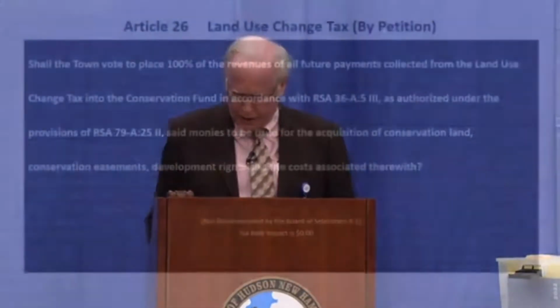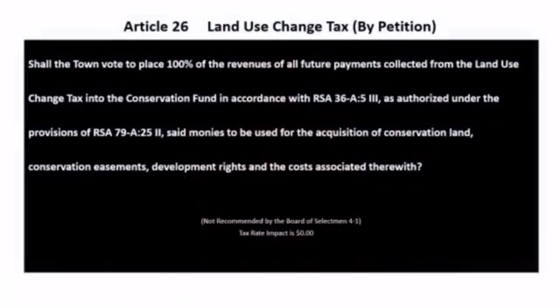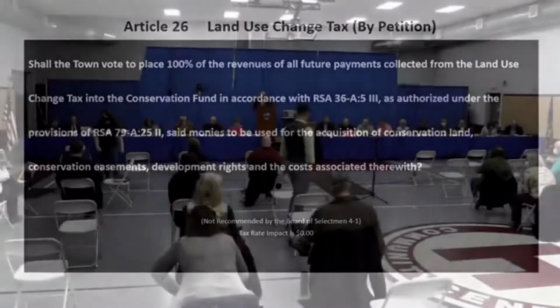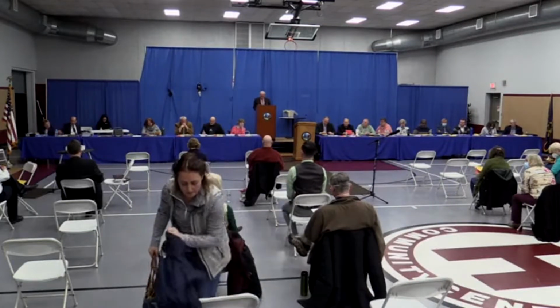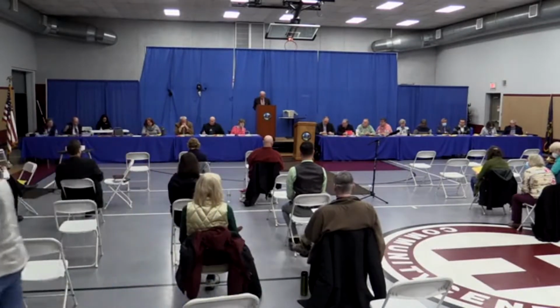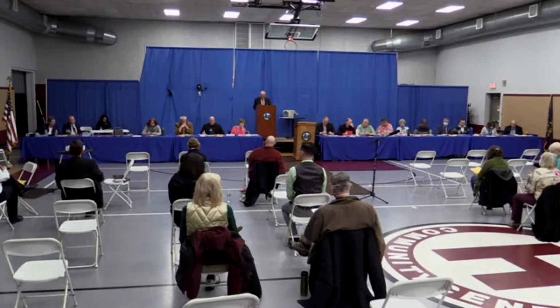By petition, shall the town vote to place 100% of the revenues of the future payments collected from the Land Use Change Tax into the Conservation Fund, according to RSA 36-A:5, as authorized under the provisions of RSA 79-A:25-II. Said monies to be used for the acquisition of conservation land, conservation easements, development rights, and the costs associated therewith. Not recommended by the Board of Selectmen 4-1. There is a zero tax impact.